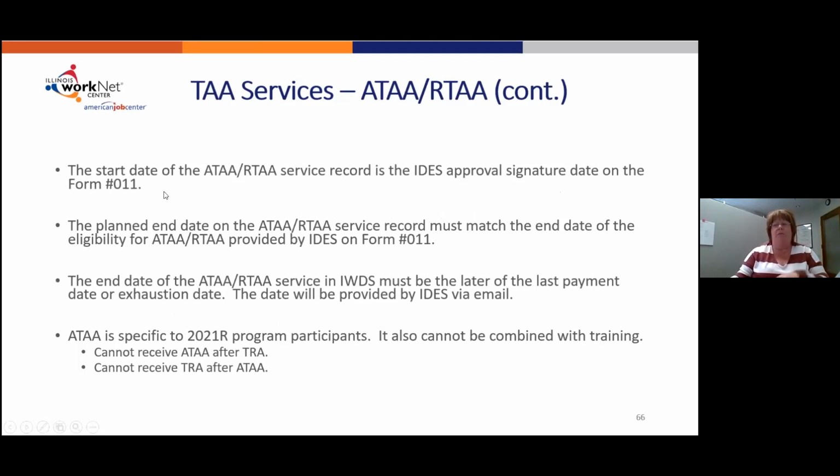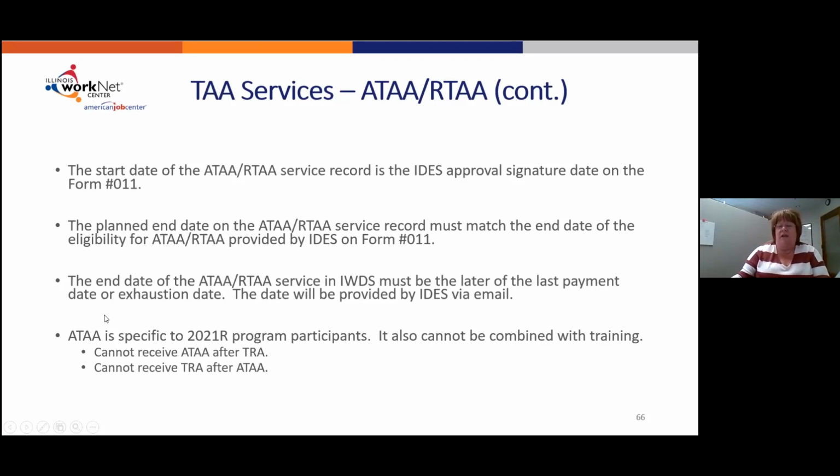Some things to keep in mind when you're doing ATAA or RTAA: the start date of that service record is the IDES approval signature date that's on that Form 11. So keep that in mind. And we've seen some issues with the planned end date on the service record for these. It must match the end date of the eligibility period that is on that Form 11. It's generally on the page before the signature for IDES, but it has the eligibility period on it. The planned end date needs to match that date that's listed there.